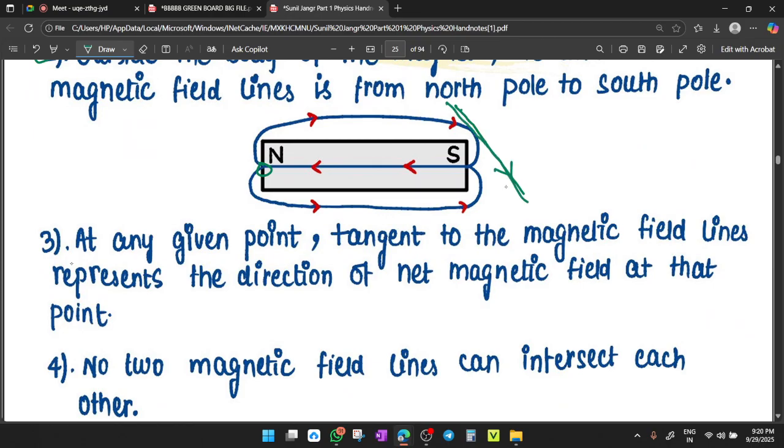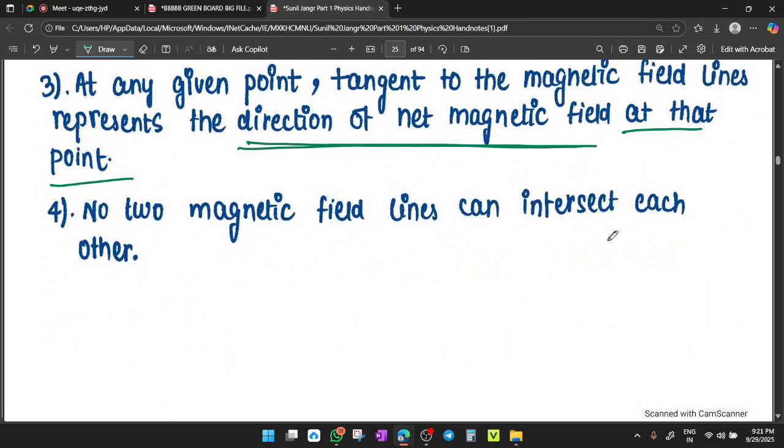Third thing, at any point of the magnet, if you have drawn a tangent, then the tangent to the magnetic field lines represents the direction of the net magnetic field at that point. So this tangent will show the direction of magnetic field at that point. Understood?